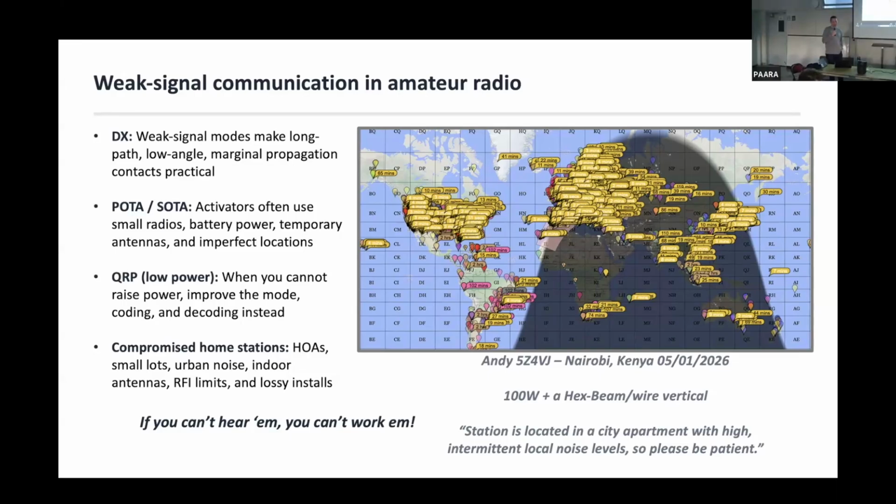Anti-air HOAs, small lots, urban noise, indoor antennas, all these things are interfering with the hobby, and it makes it hard to get out on voice. And FT8 allows you to get a little bit further, because it's definitely true. The old adage is, if you can't hear them, you can't work them, and so that's why sensitivity is important.